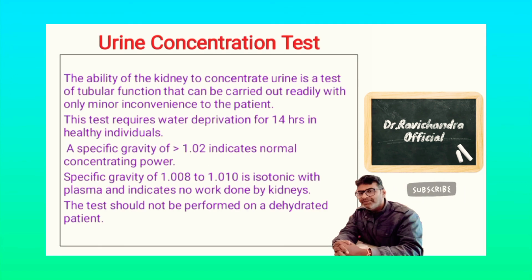Tubular function test. In the tubular function test, there will be a urine concentration test. The ability of the kidney to concentrate urine is a test of tubular function and it can be carried out readily with only minor inconvenience to the patient. This test requires water deprivation for 14 hours in a healthy individual. A specific gravity of more than 1.02 indicates normal concentrating power. A specific gravity of 1.008 to 1.010 is isotonic with the plasma and indicates no work done by the kidney. The test should not be performed on a dehydrated patient.